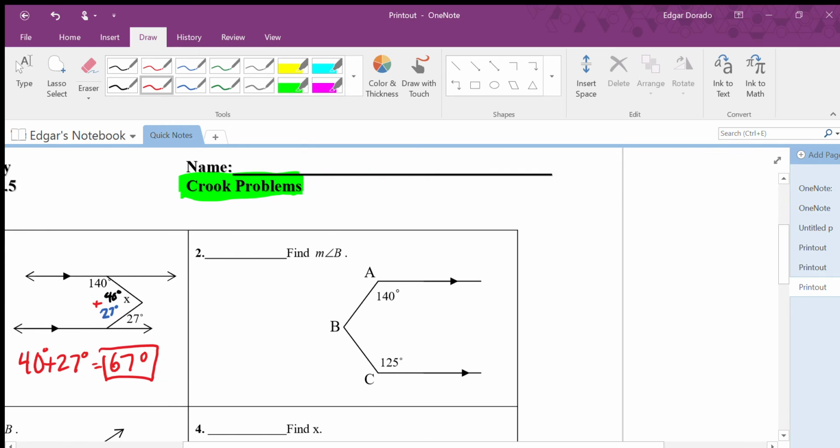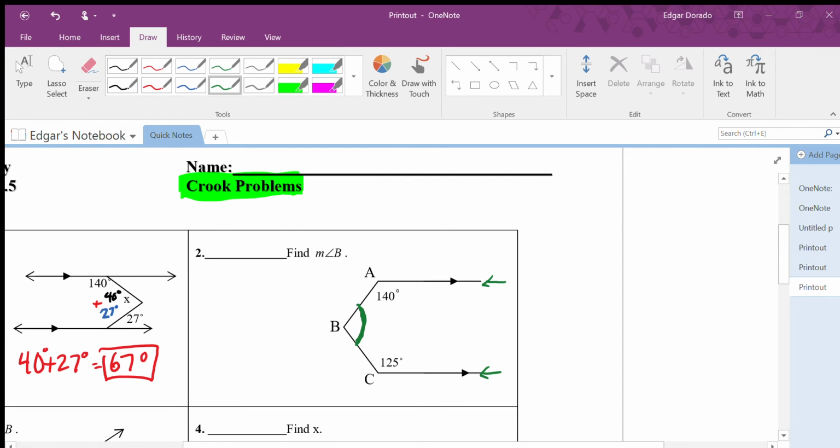Hopefully these problems will start to make a little bit more sense now. So, what does this say? It says find the measure of angle B. So I want to know what this measure is, from here to here, measure of angle B. Well, again, I can't really find that because my two parallel lines are here and here, but they don't tell me anything about angle B.